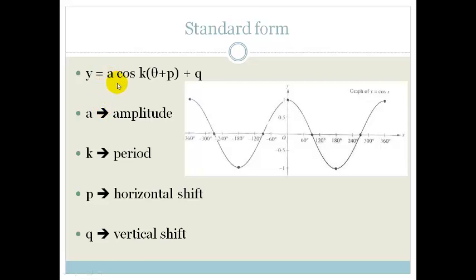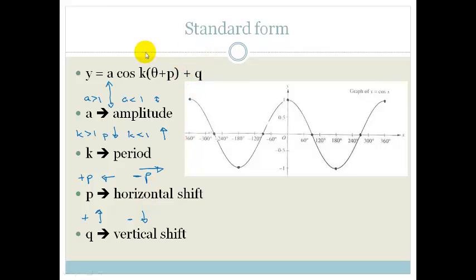a is your amplitude. If you've got an a that's bigger than one, then you've got a big graph. If a is smaller than one, then you have a little graph. If your k is bigger than one, for example two, then what happens to your period? Your period gets halved, your period gets smaller. Whereas if your k is smaller than one, your period increases. With p, remember, this is the opposite to what you would normally think. If it's a plus p, it's been shifted to the left, whereas if it's a minus p, it's been shifted to the right. But luckily, the vertical shifts are always the same: plus is up and negative is down.